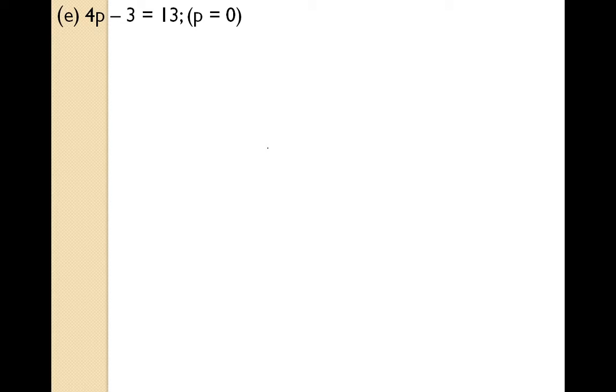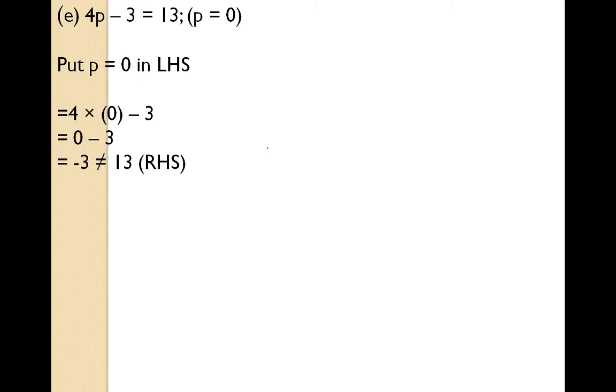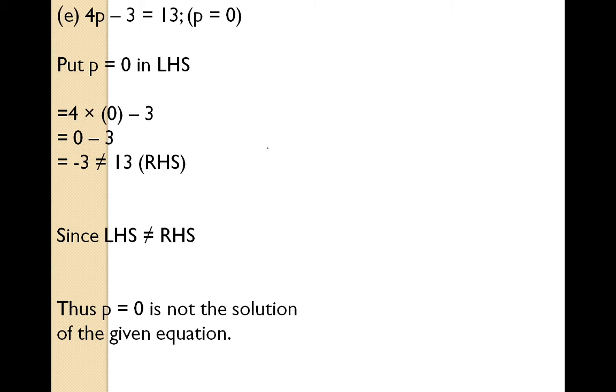Next, 4p minus 3 is equal to 13, and the value of p is 0. So we have to put p is equal to 0 in LHS. So we get 4 into 0 minus 3. 4 0s are 0, minus 3. So 0 minus 3 we get here negative 3, which is not equal to 13, which is our right hand side of our equation. So since LHS is not equal to RHS, thus p is equal to 0 is not the solution of the given equation.